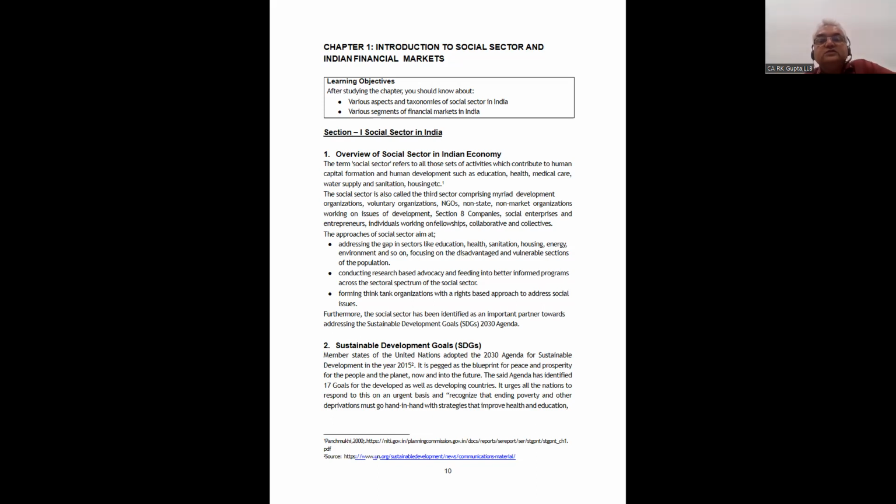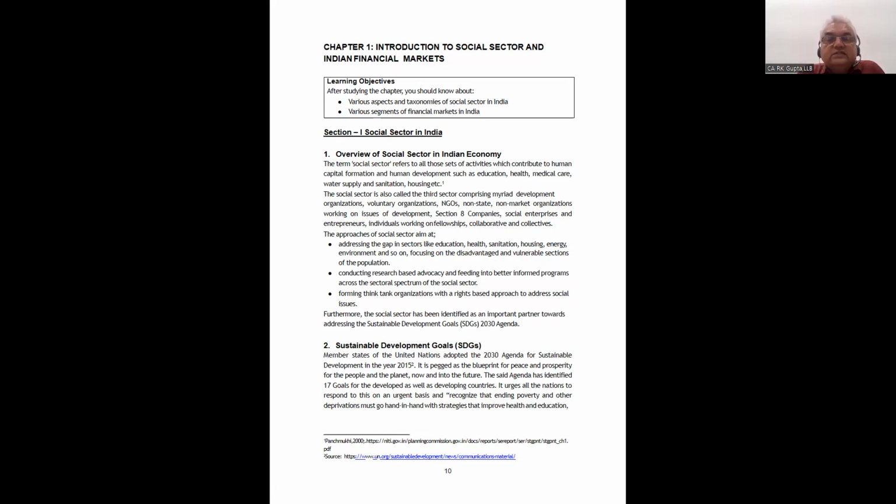Now, the approach of social sector aims at addressing the gap in sectors like education, health, sanitation, housing, energy, environment, and so on, focusing on the disadvantaged and vulnerable sections of the population. Because there are certain sections of population which cannot afford, say, education and health. So you have to give them free education, free health, free sanitation, free housing, free energy, environment, and so on. So basically, they are addressing the gap.